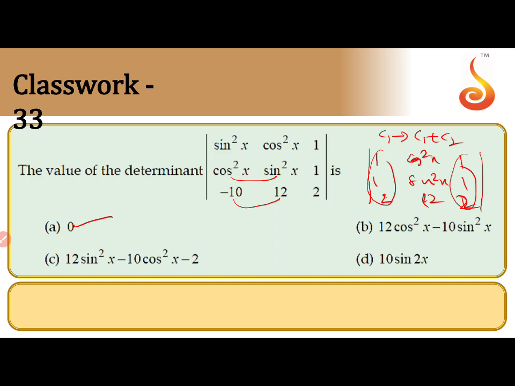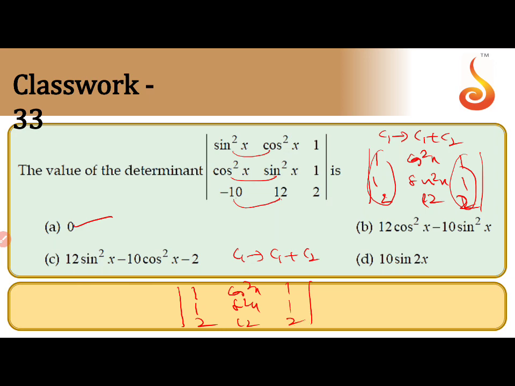So once again, adding C1 as C1 plus C2. The first is sin square plus cos square, 1. Next, cos square plus sin square, 1. Minus 10 plus 12, 2. The second and third columns are the same. See what I did? C1 as C1 plus C2. Cos square x, sin square x, 12, 1, 1, 2.